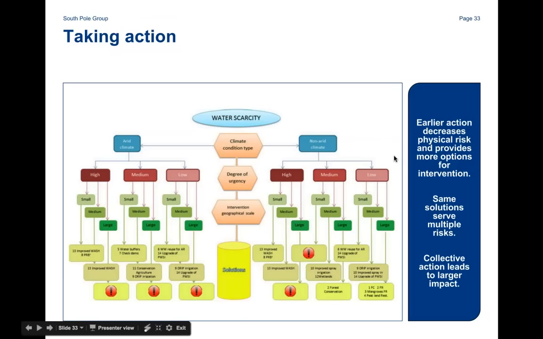My conclusion here is that the earlier action is taken on decreasing the physical risk, the more options are available for companies. Moreover, we found out that the same measures can provide solutions for multiple hazards, and that collective action, therefore joining your forces together with other companies operating in the same watershed, leads to larger impact and lower investment costs for the company.